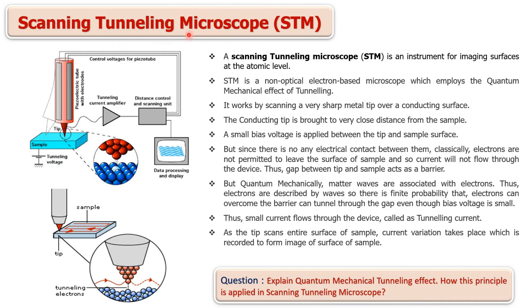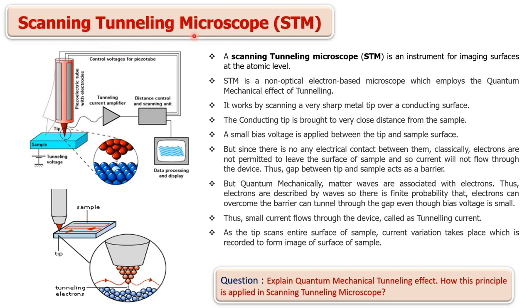Now microscope, all of you know, microscope is used for what purpose? To see magnified images of the objects. Now there are two types of microscopes. One is the optical microscope, where light is used as a source, and the other is the electron microscope, where an electron beam is used as a source. So electron microscopes have higher resolution than optical microscopes.